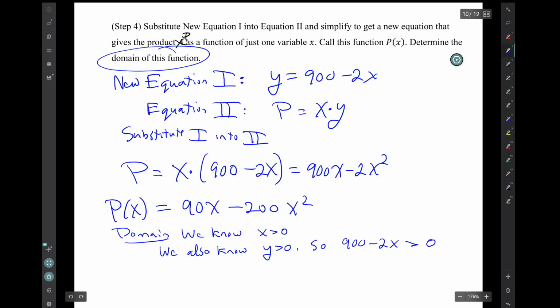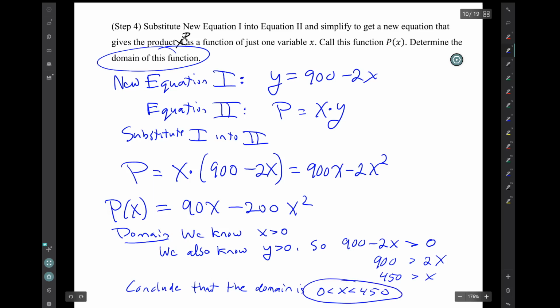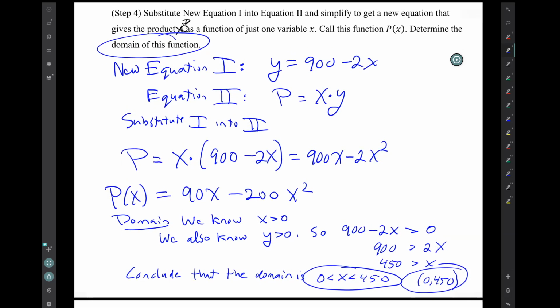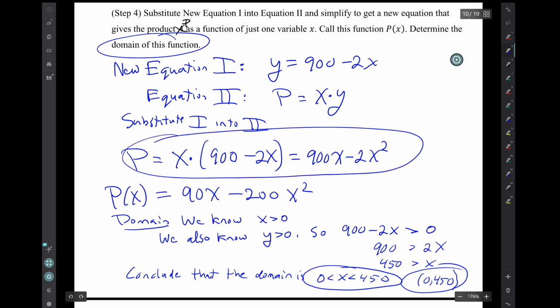So that tells us that 900 minus 2x has to be greater than 0, because y equals 900 minus 2x. So what does that tell us? Let's add 2x to both sides. Let's divide both sides by 2. We get this new inequality that says x is less than 450. So in interval notation, there's the domain from 0 to 450. So there's our function for the product, and there's its domain.